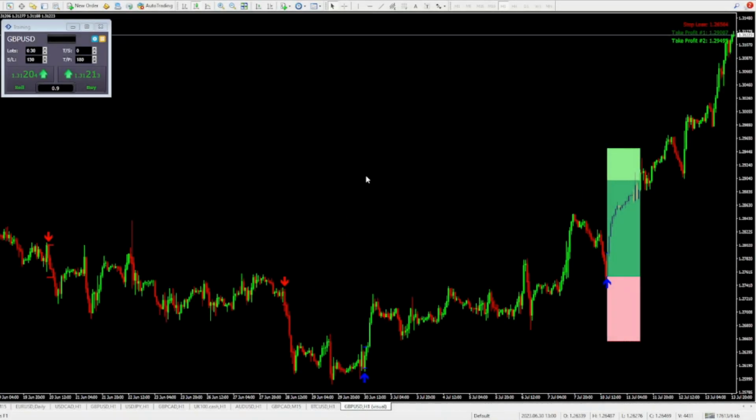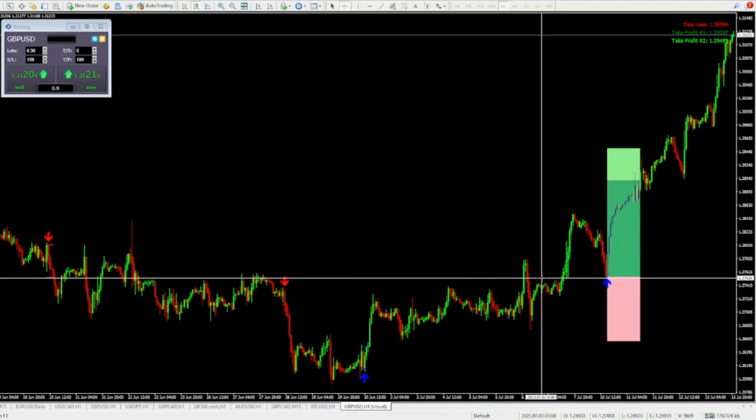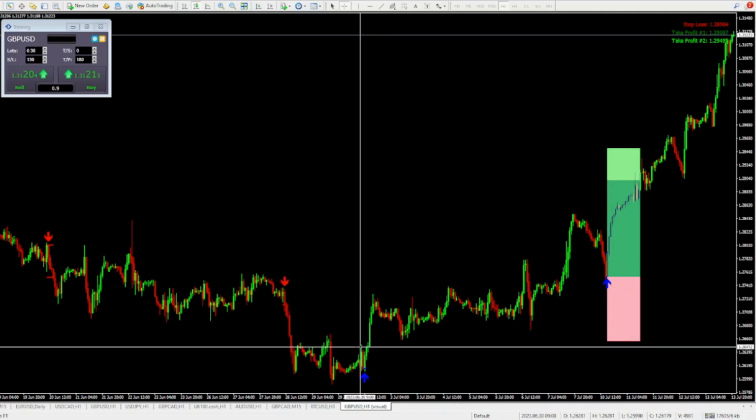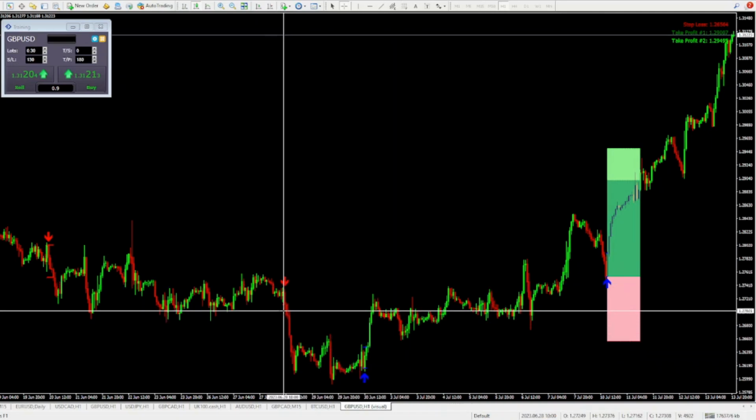Let's start off by looking at the chart with the Order Block Edge indicator on default. On the chart, I have selected the British pound against the US dollar in the hourly time frame. In the background, the Order Block Edge is looking for institutional order blocks to predict market reversals.